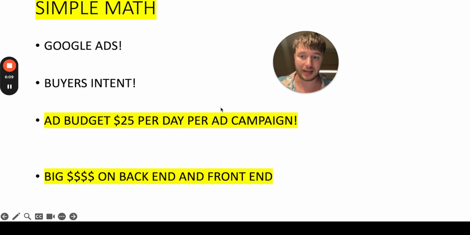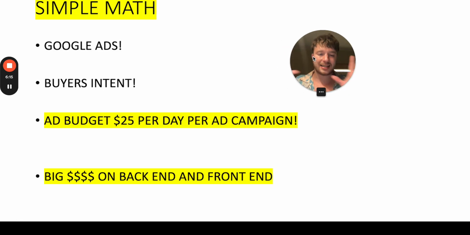Next thing is simple math. We are using Google Ads again. Why? Because of buyer's intent. And let's say our Google ad budget is set at $25 per day per ad campaign, and we monetize on the back end with email marketing, with our own email list.